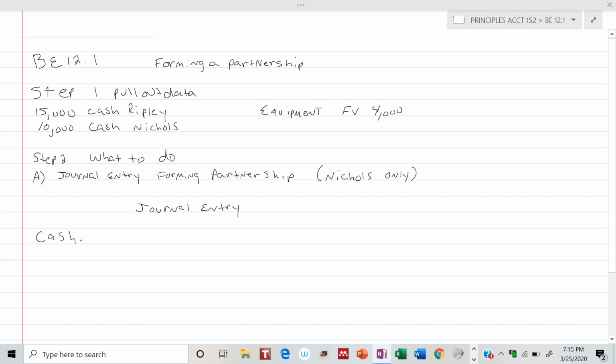So this will be a debit to cash for $10,000. A debit to equipment for a fair value of $4,000. And a credit to Fred Nichols' capital account for $14,000. That's it.